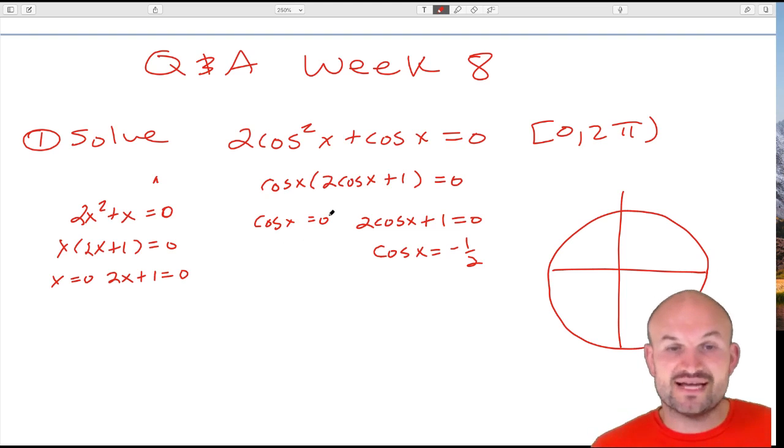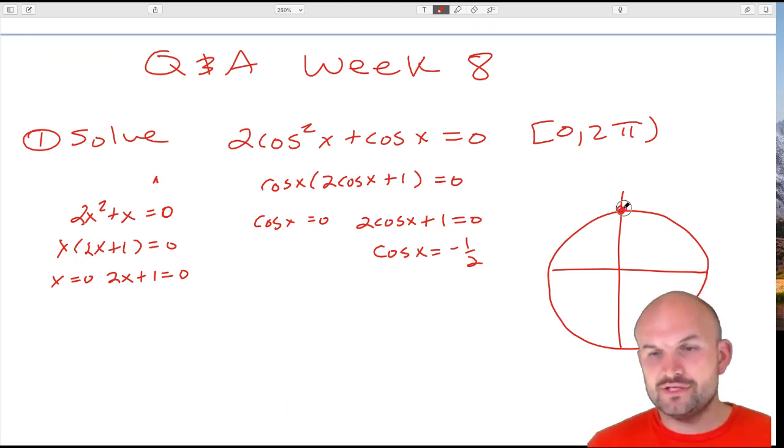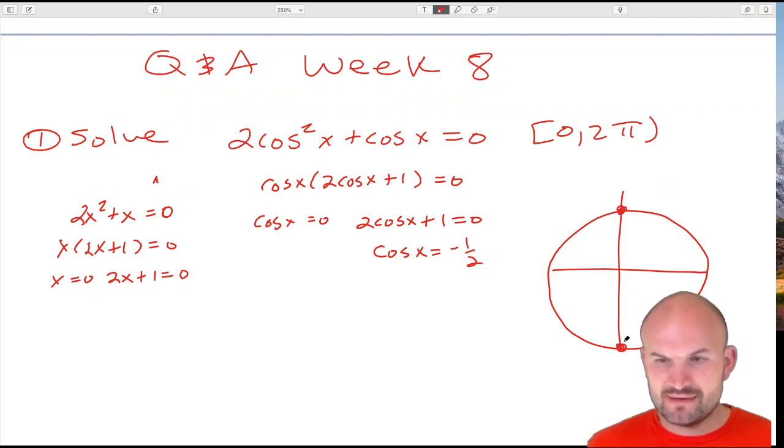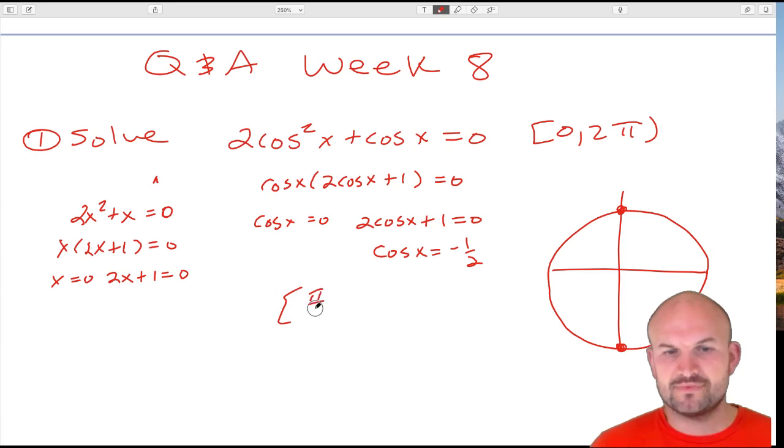All right, so when cosine is equal to 0, remember cosine represents the x-coordinate here. So on the unit circle between 0 and 2 pi, I'm seeing two values here. I'm seeing pi halves, that would do that angle, as well as 3 pi halves.